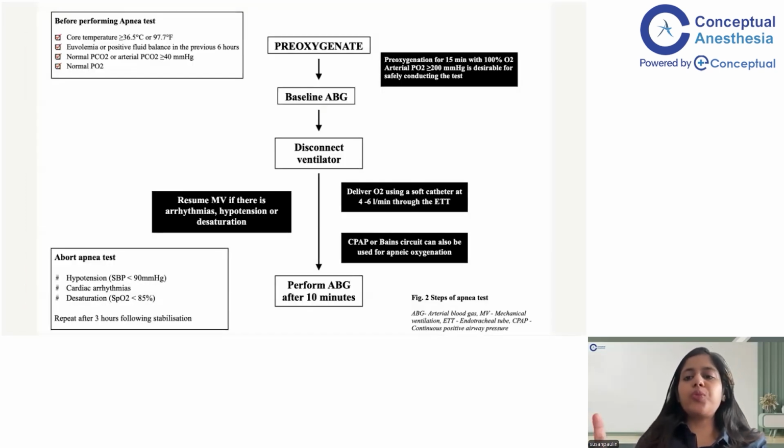First, you need to pre-oxygenate the patient. Pre-oxygenate for 15 minutes with 100% oxygen and make sure you have an arterial PO2 of more than or equal to 200 mmHg before conducting this test.